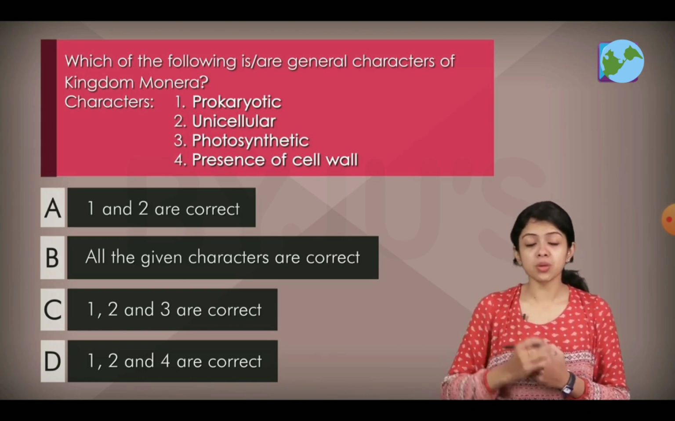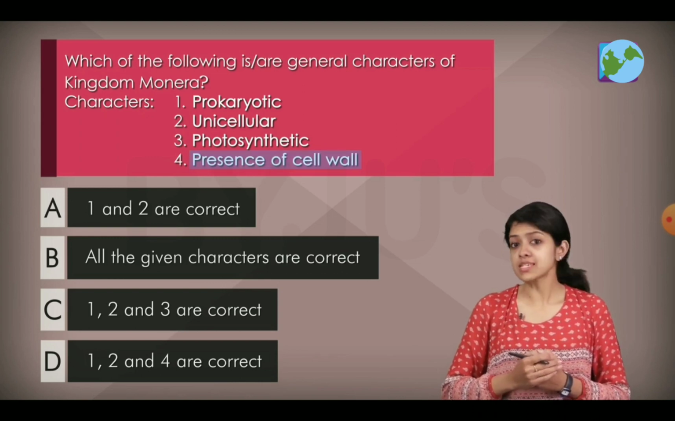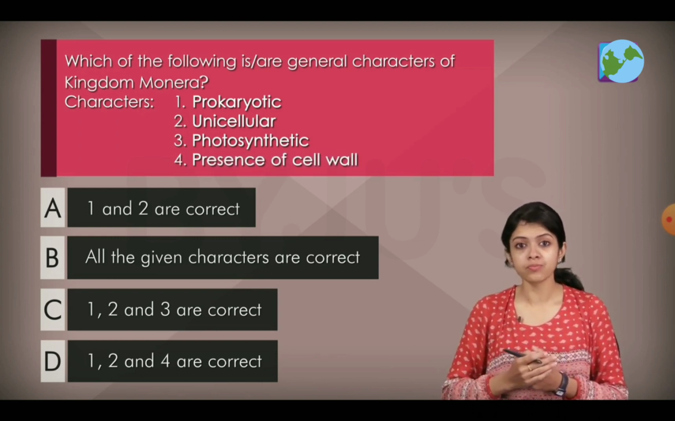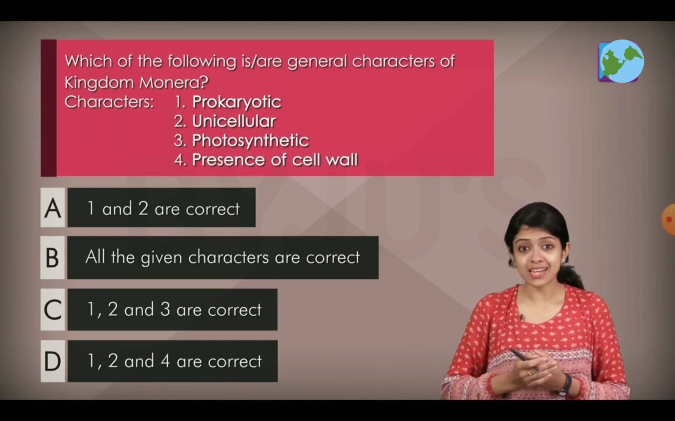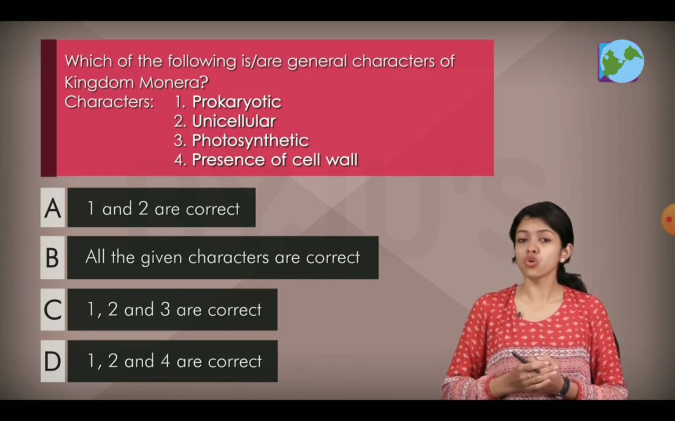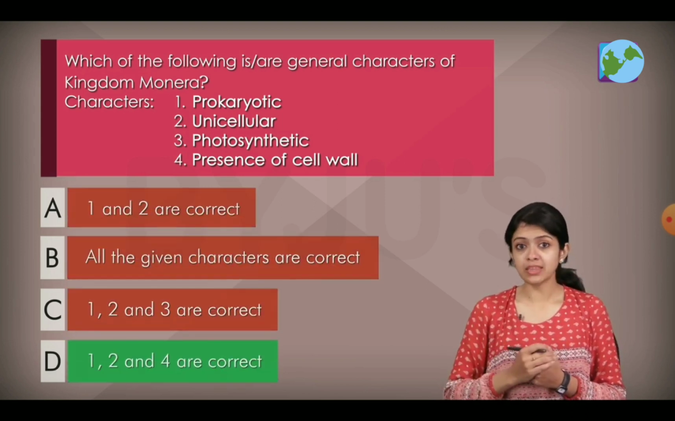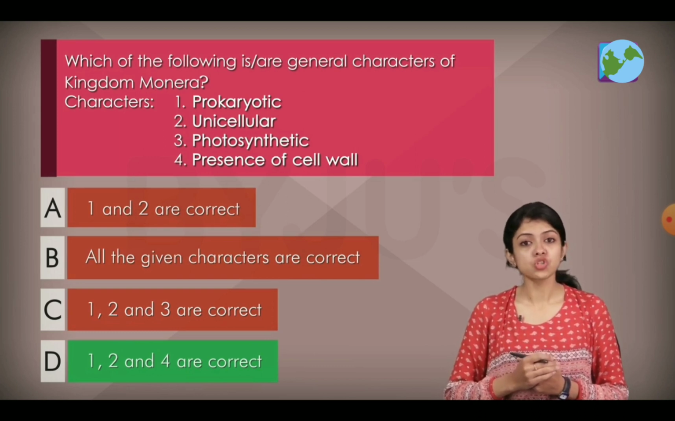And then coming to the presence of cell wall, is it only plants that have a cell wall? Of course not. All bacterial cells possess a cell wall. So option D has to be the answer, which says 1, 2 and 4 are correct.